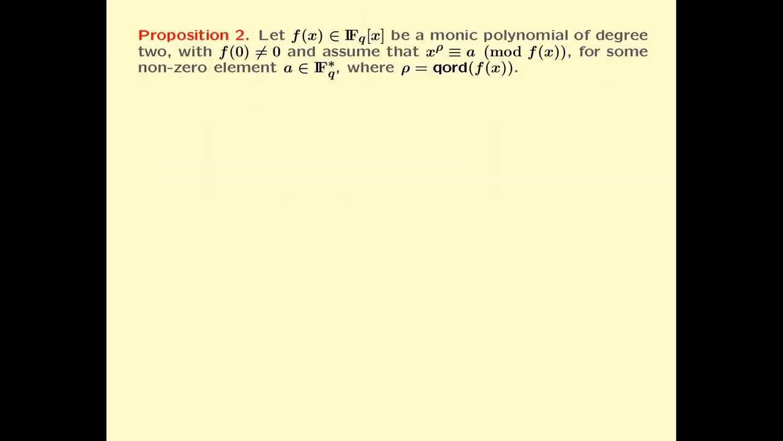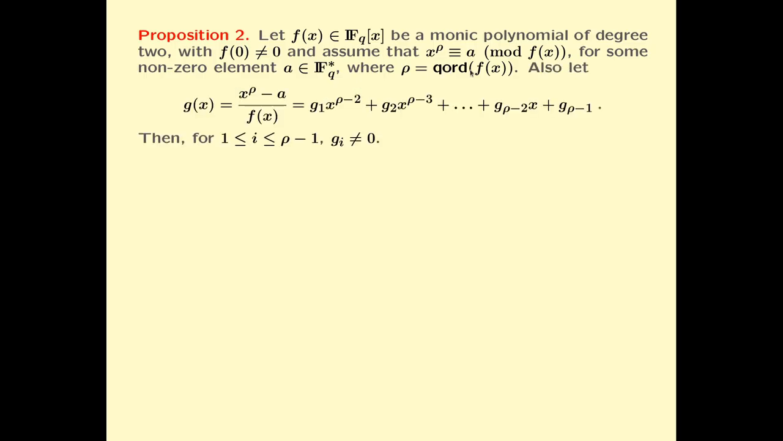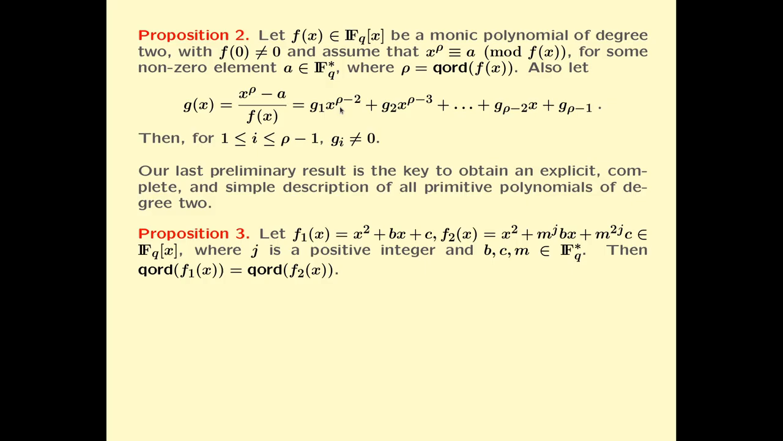Proposition 2. Let f(x) be a monic polynomial of degree 2 with f(0) different from 0, and assume that x^r is congruent to a modulo f(x) for some non-zero element a in the finite field F_q, where r is equal to the quasi-order of f. We also take the polynomial g(x) given by this polynomial division. Our proposition asserts that all the terms in our polynomial g(x) must be different from 0. Our last preliminary result is the key to obtain an explicit, complete, and simple description of all primitive polynomials of degree 2.